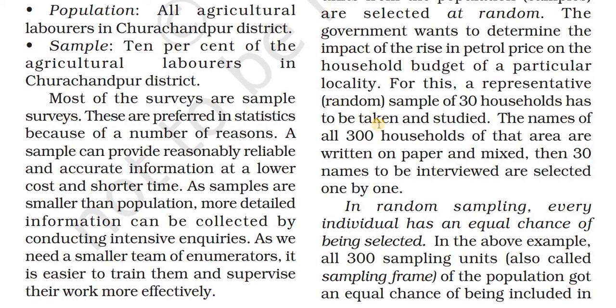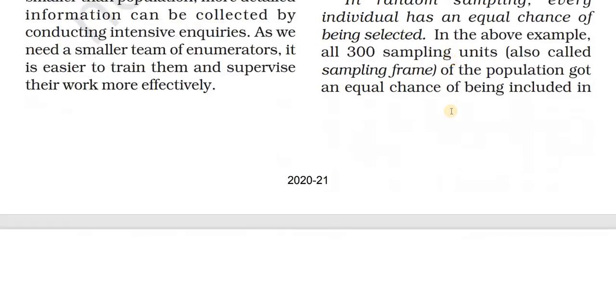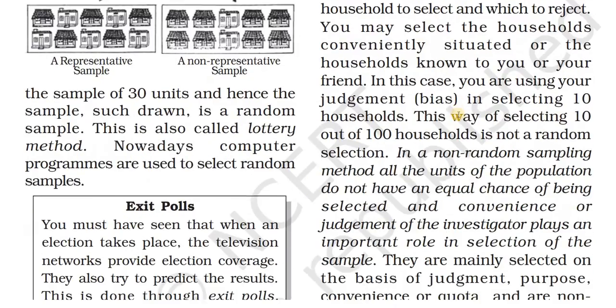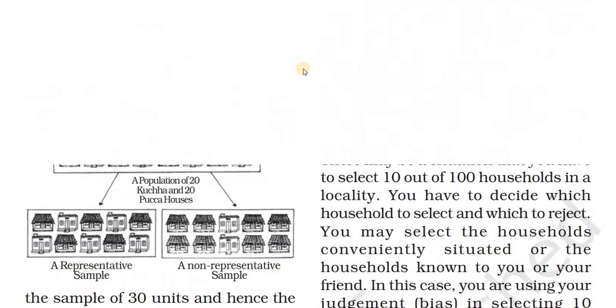Suppose 300 sampling units are there. We will write the names of the 300 units, and from that we will pick 30 units. That is, through the lottery method we will select the units. This is called the lottery method. We will select 30 units. That is the lottery method. That is random sampling.